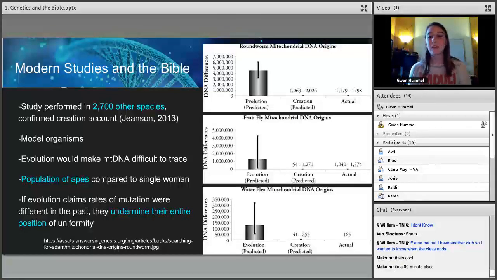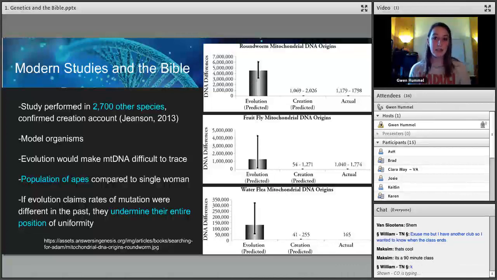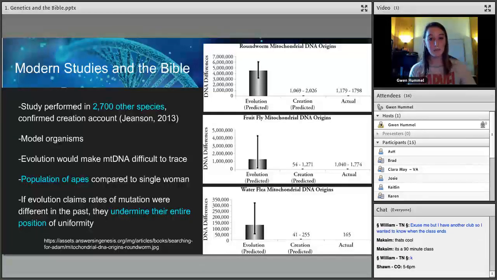So what happened if we were looking outside of humans? What did we see? This exact same study looking at mitochondrial DNA was performed in 2,700 other species, and it still confirmed the creation account. When you're looking at this graph, you can see the evolution predicted amount of mutations, which is that big bar graph. Then you can see the creation predicted mutations, which is so small you can't represent it in this picture, and then the actual mutation bar graph, and one of those is much closer to the other. So they looked at these other animals, and this was only confirmation of the creation account.